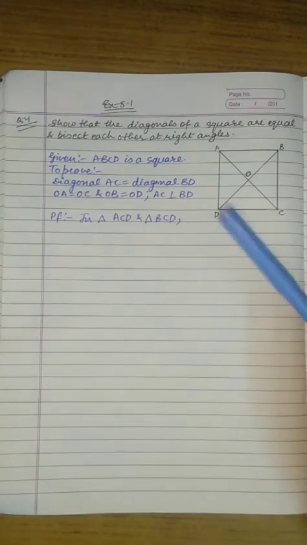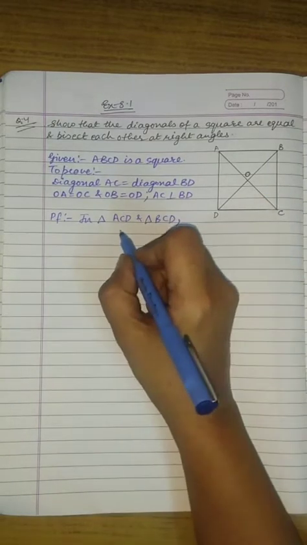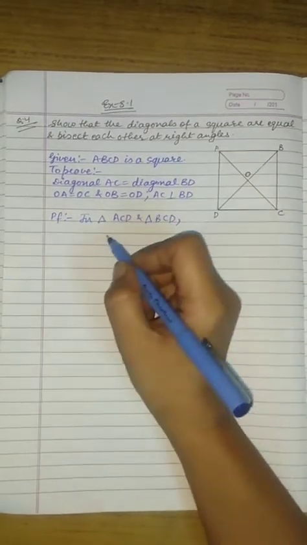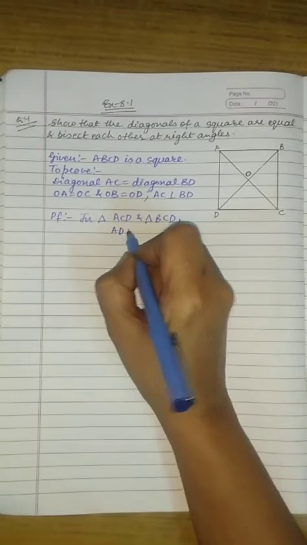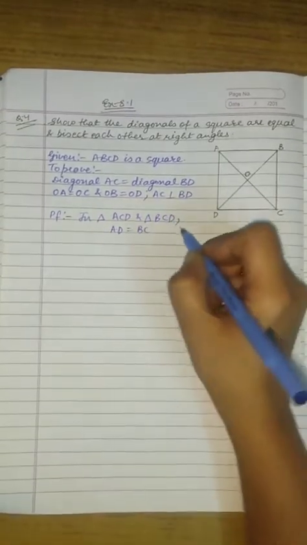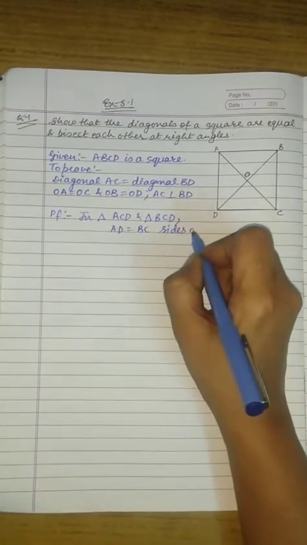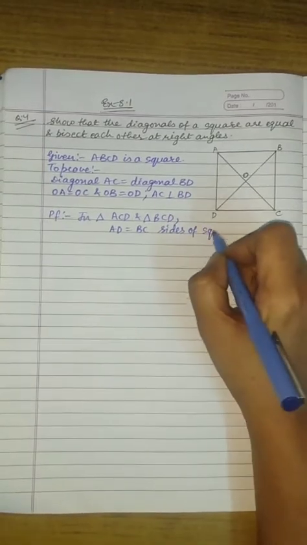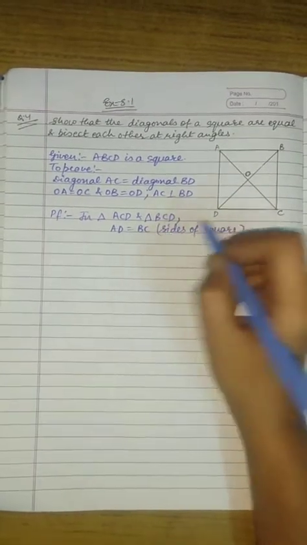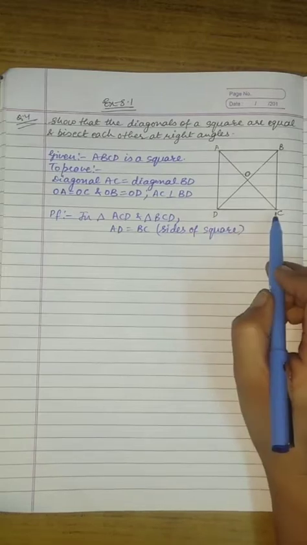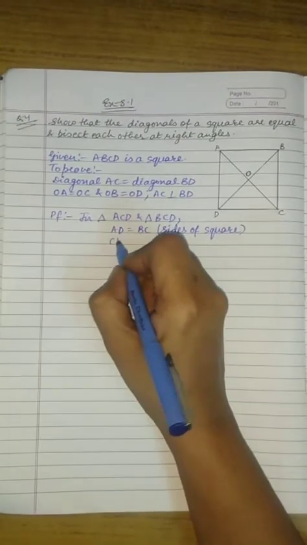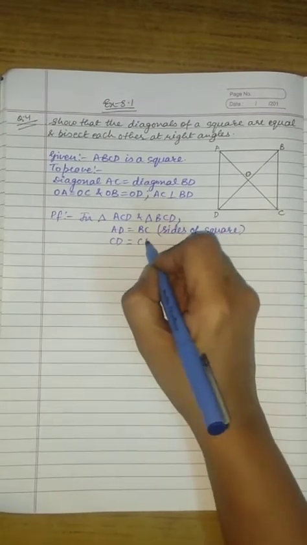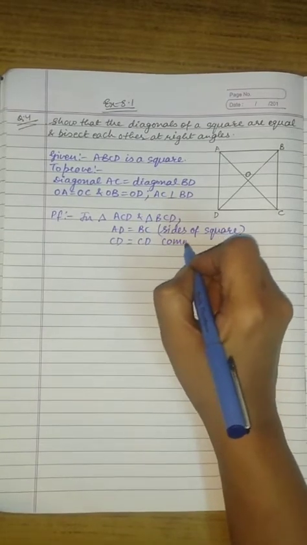In both these triangles, we have AD is equal to BC, because all the sides of square are equal. So AD is equal to BC, sides of square. Then side CD is common to both. CD is equal to CD, common.